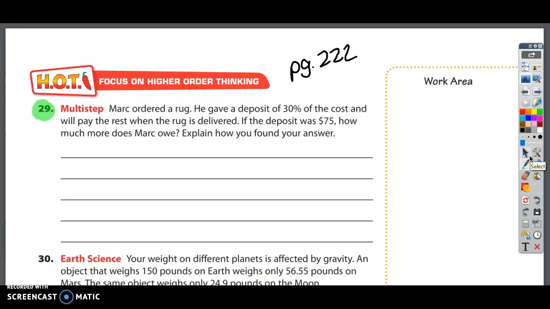Multi-step. Mark ordered a rug. He gave a deposit of 30% of the cost of the rug and will pay the rest when the rug is delivered. If the deposit was $75, how much more does Mark owe? Explain how you found your answer.